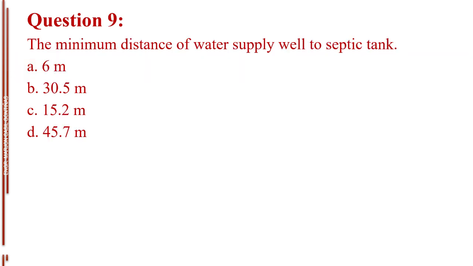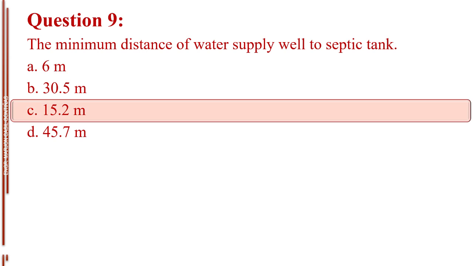Question number 9. The minimum distance of water supply well to septic tank. Letter A, 6 meters. Letter B, 30.5 meters. Letter C, 15.2 meters. Letter D, 45.7 meters. The answer is letter C, 15.2 meters.